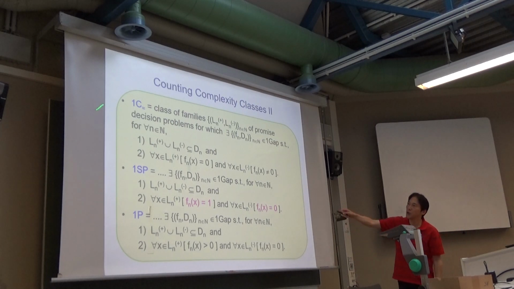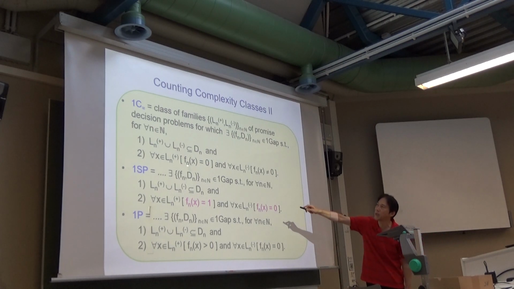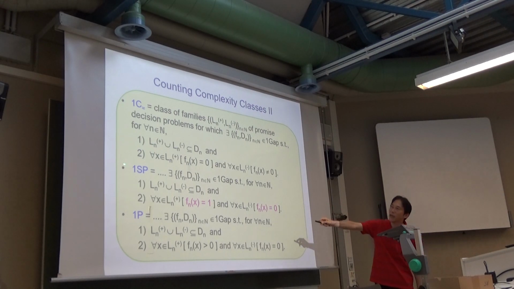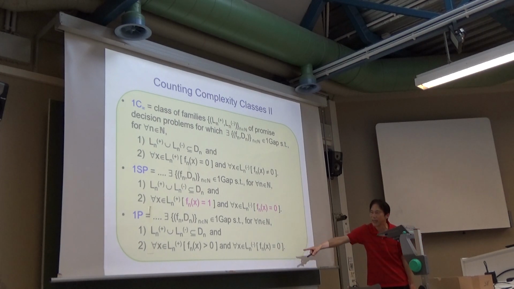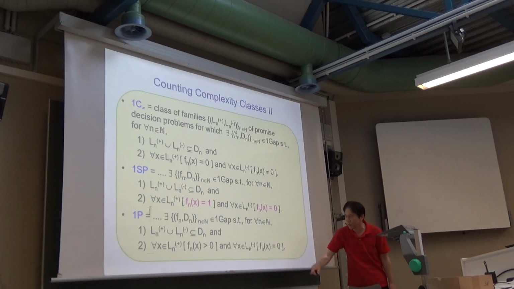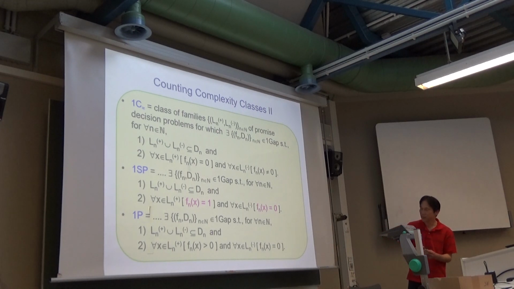Now we continue introducing three more complexity classes defined by gap functions. 1C-equals is defined by one-gap function families, where the outcome is either 0 or non-zero. And 1SB uses the outcome of being 1 or 0. And 1P is the unbounded probabilistic complexity class, and the outcome of function f is either positive or, sorry, I made a mistake. It is non-positive, so that means either 0 or negative.